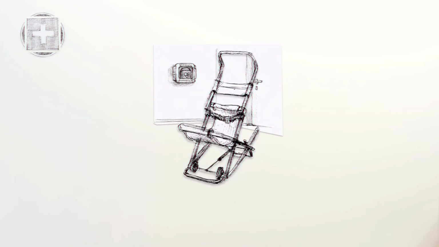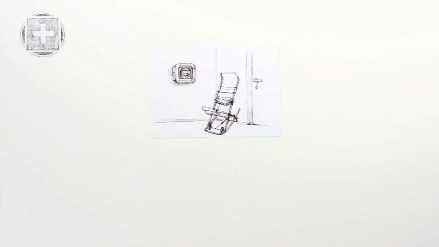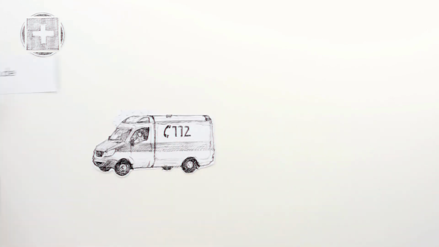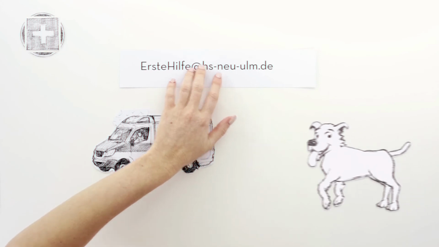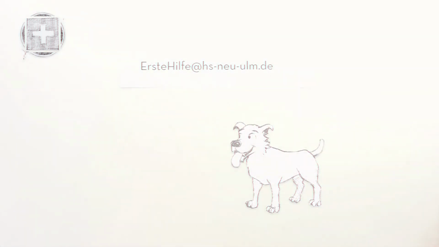If you need to transport a person who's disabled or someone who's injured, please use our evac chairs, which are located in the stairwells on the second floor. Familiarize yourself with their use and help with transporting others if necessary. You can find information on first aid on the first page of our intranet and at erstehilfe@hs-neu-ulm.de.